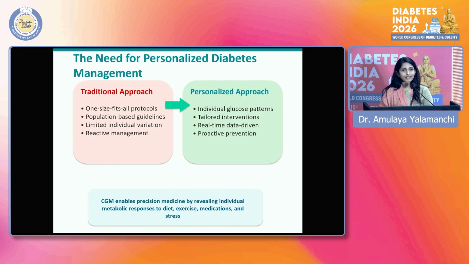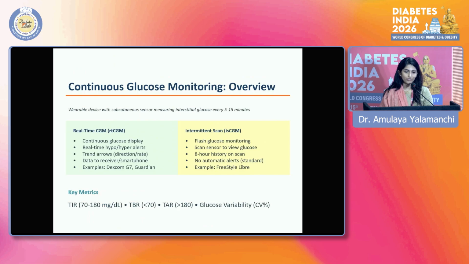So this is the time for precision medicine, personalized diabetes management. We should move on from population-based guidelines to individualized glucose patterns. We have to collect the data sets and tailor the interventions based on their clinical profile, their dietary patterns, their exercise patterns, and their lifestyle as well. CGMS enables us by revealing all the metabolic responses to diet, exercise, medications, and stress.